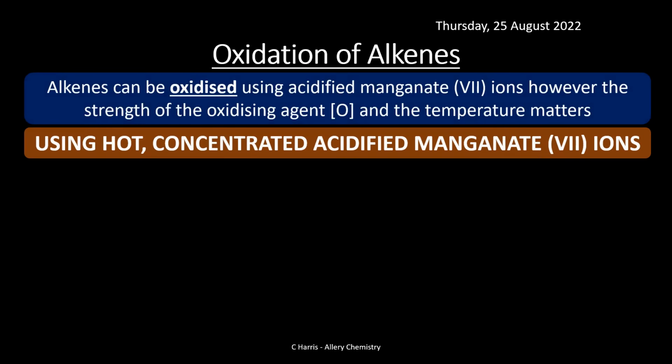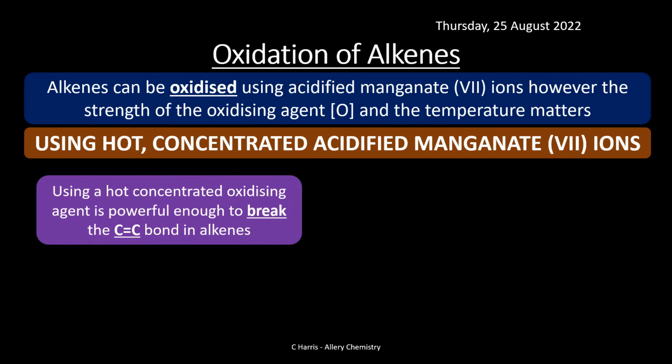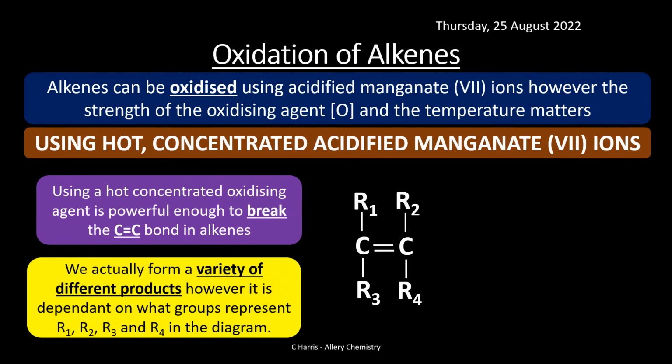Okay, so let's do the same, but this time we're going to use hot concentrated acidified manganate ions instead. So the same reaction, but let's see what we get now. So you've got a hot concentrated oxidizing agent. This is powerful enough to break that C=C double bond in alkenes. That's pretty powerful. So we actually form a variety of different products just to complicate things a little bit further. However, it is dependent on what groups represent R1, R2, R3 and R4 in the diagram.